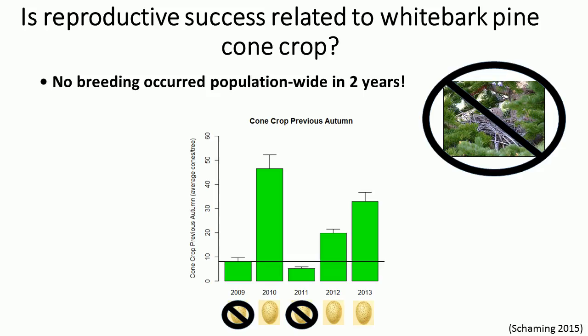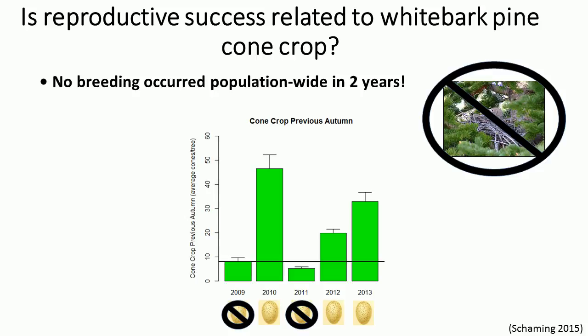And one of the most surprising results I found, which I actually discussed 2 years ago at this meeting, was that in 2 of the first 5 years of my research, non-breeding occurred population-wide. And just to back up for a second, I'm not including most of the field methods or statistical methods that led to some of these results, so please ask me afterwards if you have more questions.